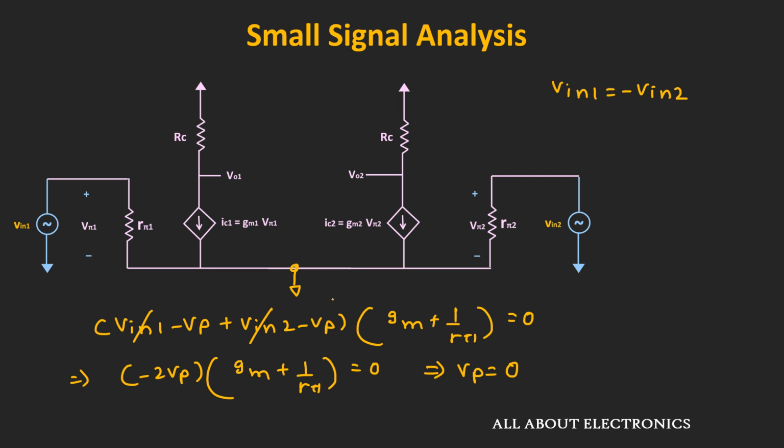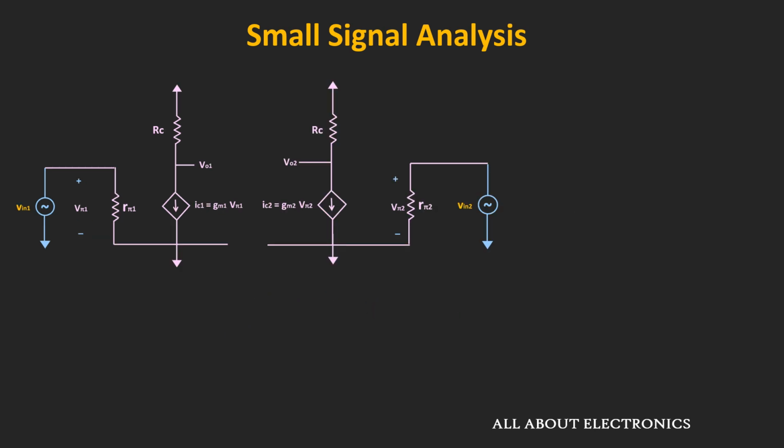And since this node will act as a virtual ground, we can redraw the circuit like this. So now these two transistor circuits will act as a common emitter amplifier. So for this transistor Q1, this VO1 will be equal to minus gm times Vpi1 times RC. And now, since this node acts as a virtual ground, we can say that this Vpi1 is equal to Vin1.